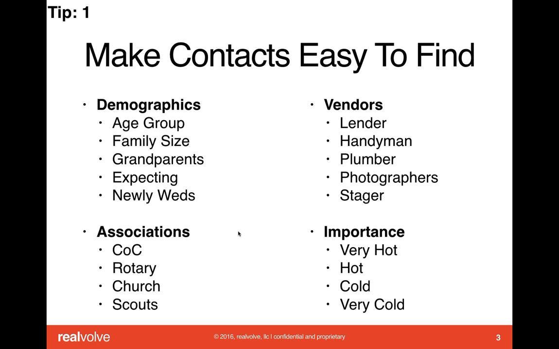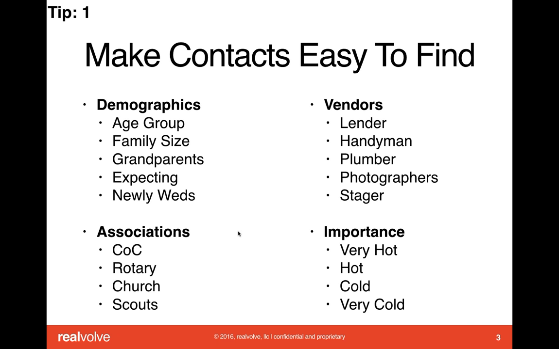Use tags to make contacts easy to find. Now, that can be entailed by lots of different things. You might use tags to identify them by demographics, what age group they're in, what family size, or are they grandparents, expecting, are they newlyweds? Those types of demographical tags are good to use whenever you're wanting to find groups of people very easily.